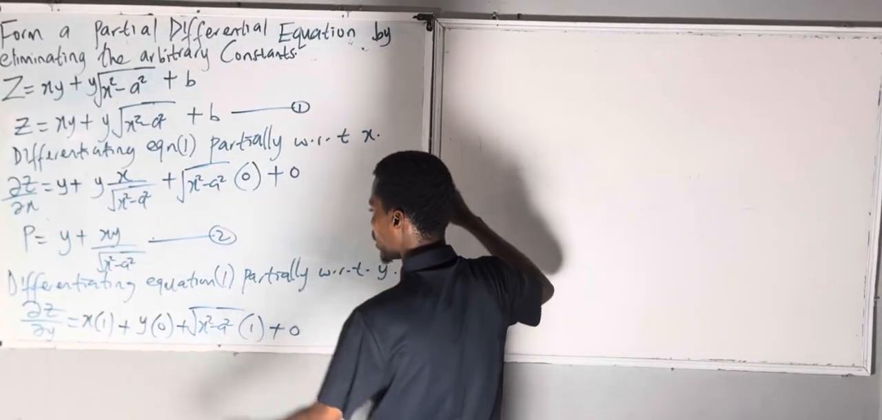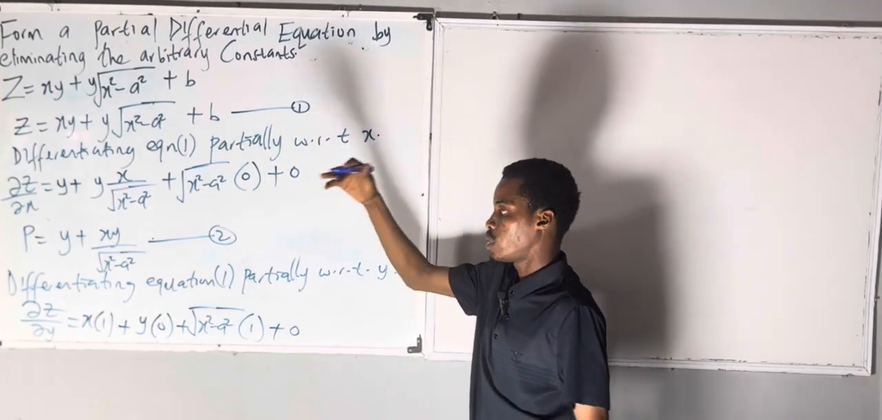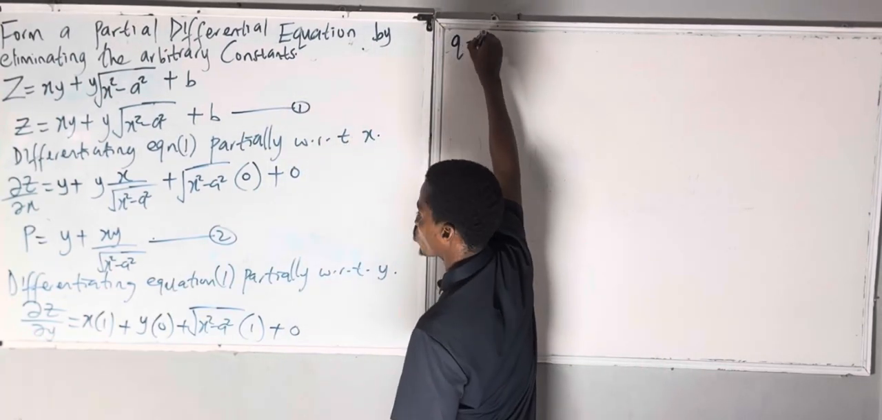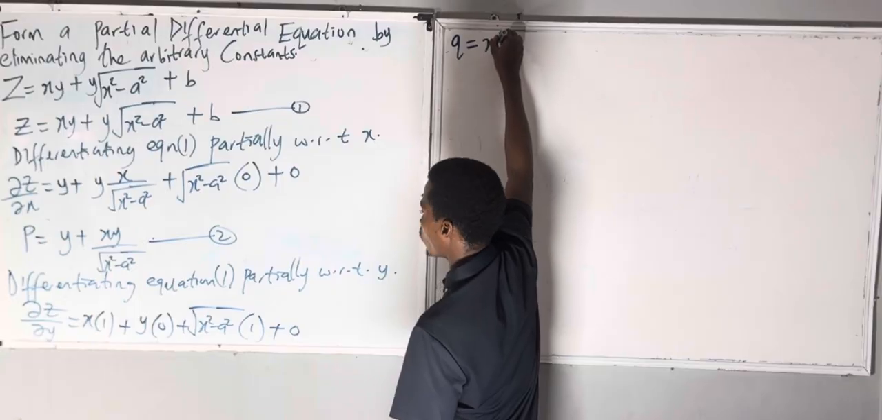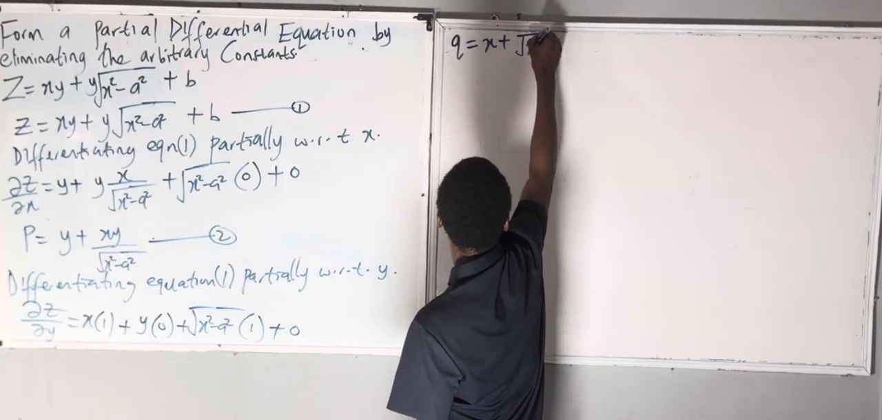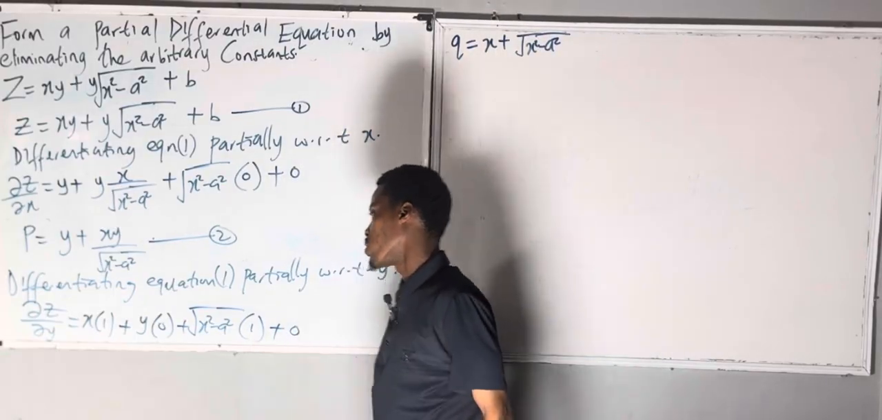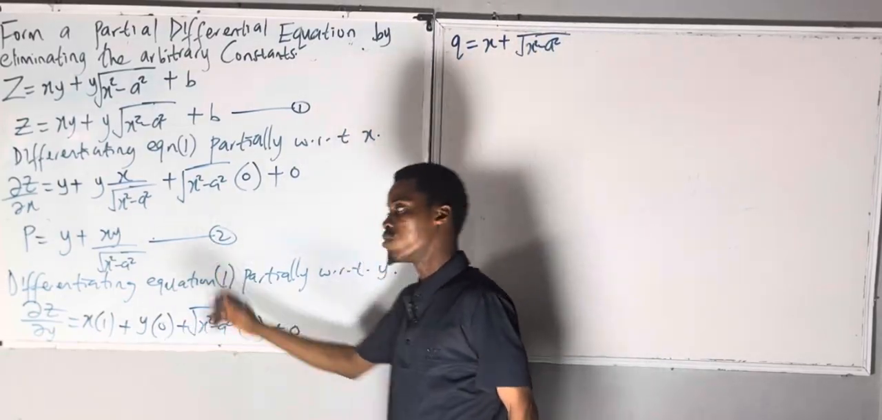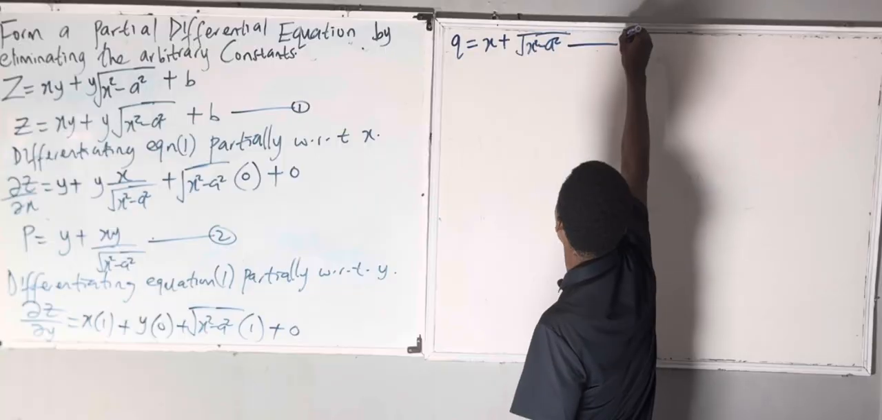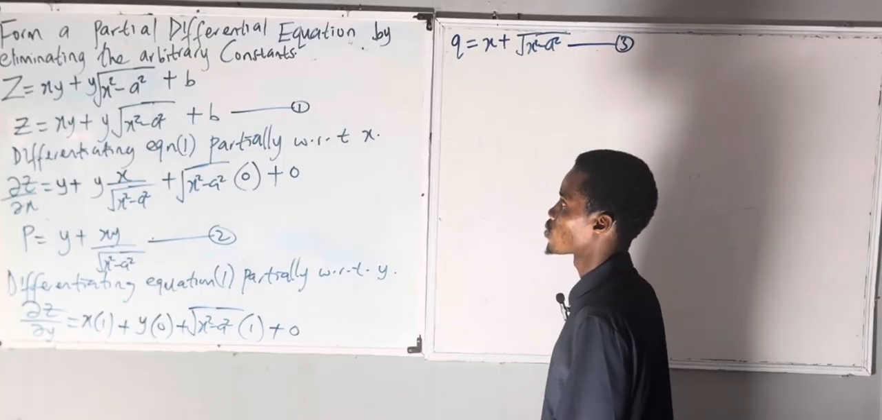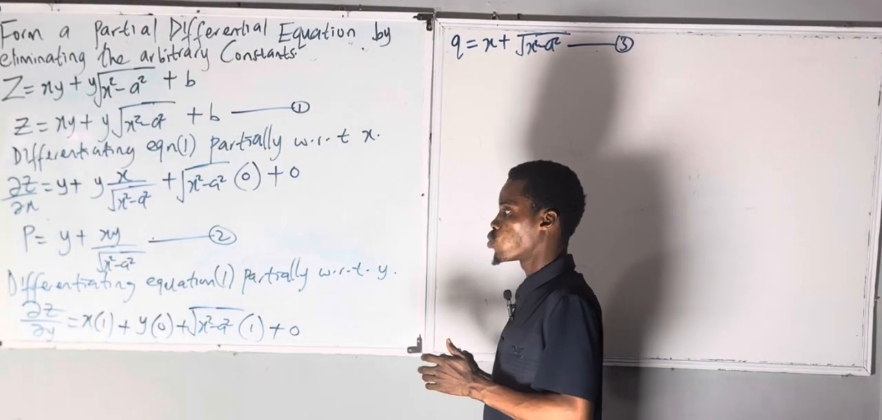So therefore, the notation for dz over dy is q. I'm going to have q is equal to x plus root x square minus a square, because plus 0 will give me 0. Y times 0 will give me 0. So this one, I can label as equation 3.